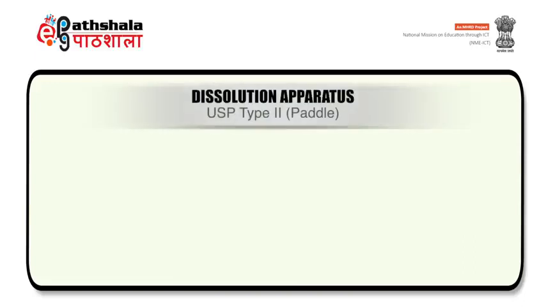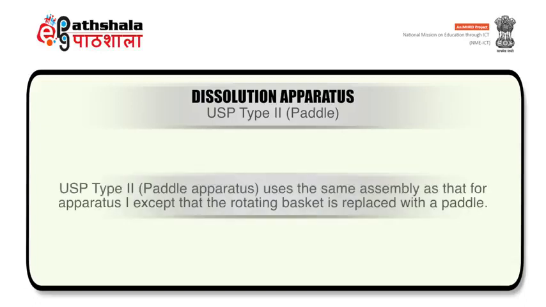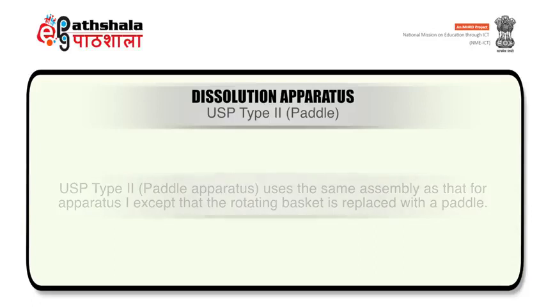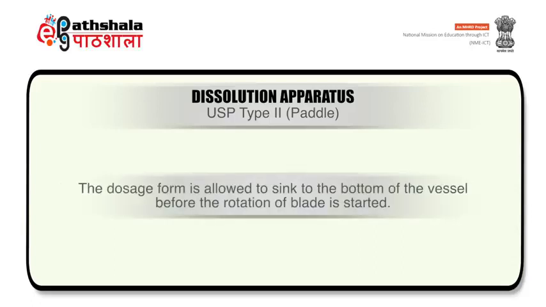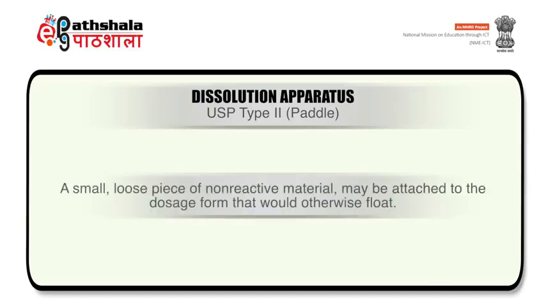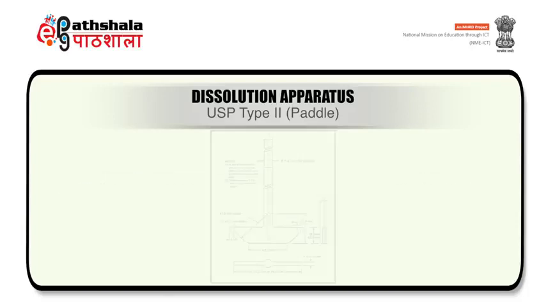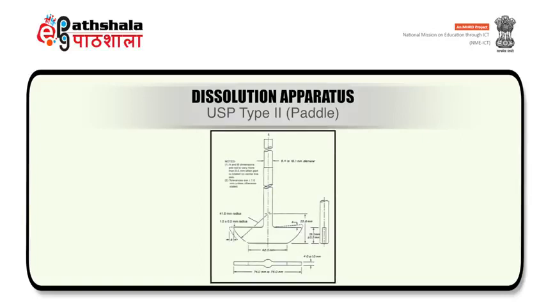Next is USP type 2 or paddle apparatus. USP type 2 paddle apparatus uses the same assembly as that for apparatus 1 except that the rotating basket is replaced with a paddle. The dosage form is allowed to sink to the bottom of the vessel before the rotation of the blade is started. A small loose piece of non-reactive material may be attached to the dosage form that would otherwise float. Next slide depicts the figure.